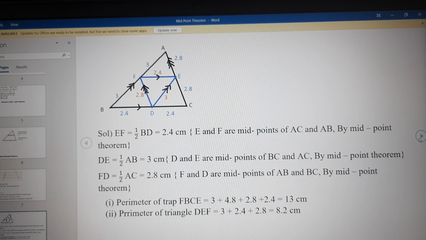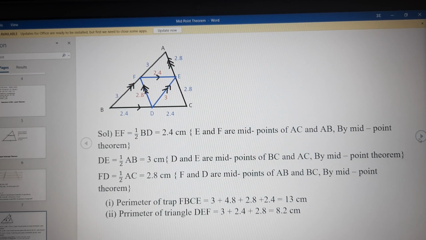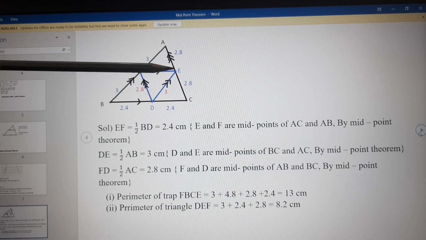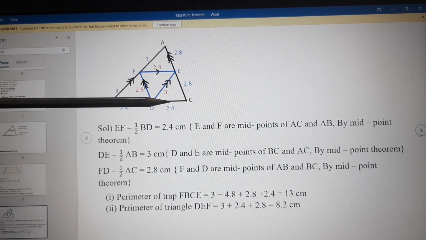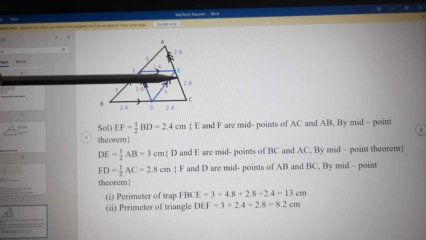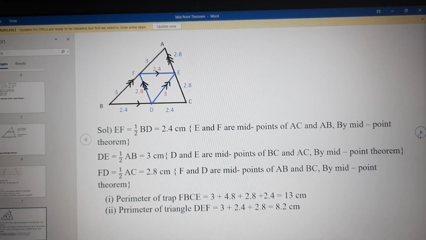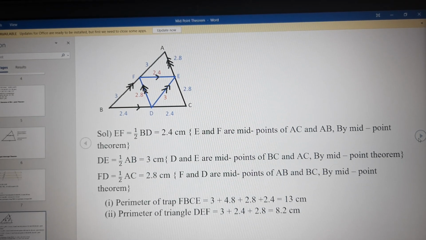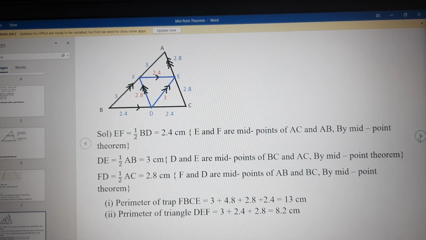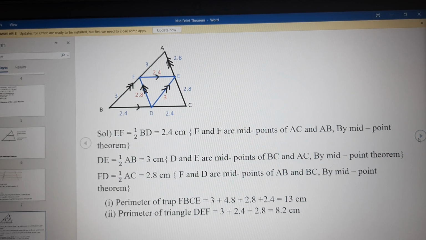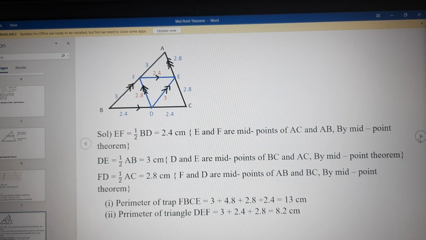So if we see in triangle ABC, E and F are the midpoints of line segments AC and AB respectively. Clear? So according to the midpoint theorem, EF is opposite to base BC. So EF will be equal to half of BC. Half of BC means half of 4.8. That means 2.4. Clear? Likewise, we'll apply in all three.